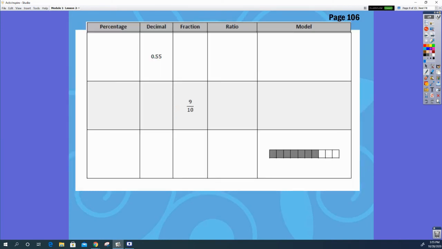Moving on, we now have 55 hundredths. Now, all they gave us was the decimal, but we know it as a fraction. We write it like how we read it. It's 55 hundredths. Okay, my percentage is always out of 100. So this is 55%, and my ratio would be 55 to 100.